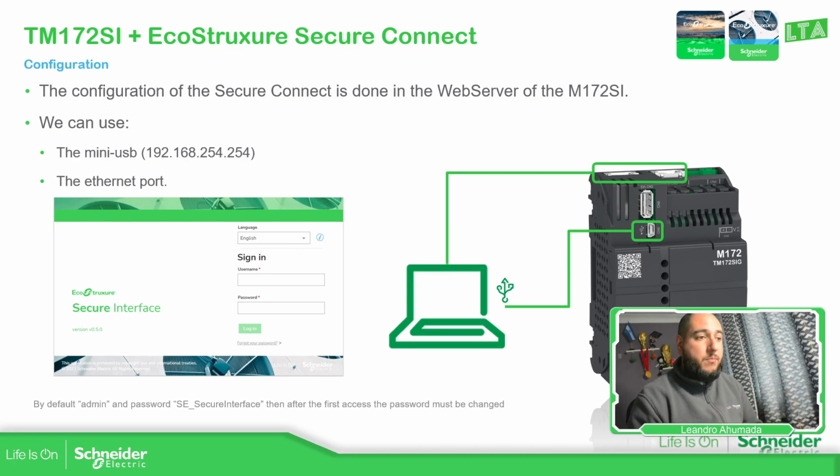I'll explain in another video how to make the first connection to the M172 Secure Interface. We have two options. We can use the Ethernet port, or we can use the mini USB. I recommend using the mini USB for the first connection. It has this IP address. Then it has the username admin in lowercase, and then it has SE_ secure interface, as you can see over here, SE in capital, S in capital, and I in capital.